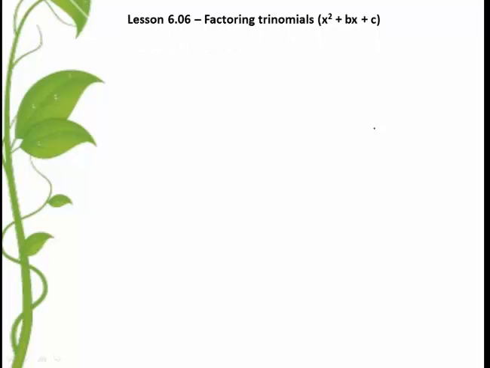Lesson 6.6, Factoring Trinomials of the form x squared plus bx plus c. There's no coefficient on the first term. Okay, at this point, we've done GCFs, we've done difference of squares, and we've factored by grouping.